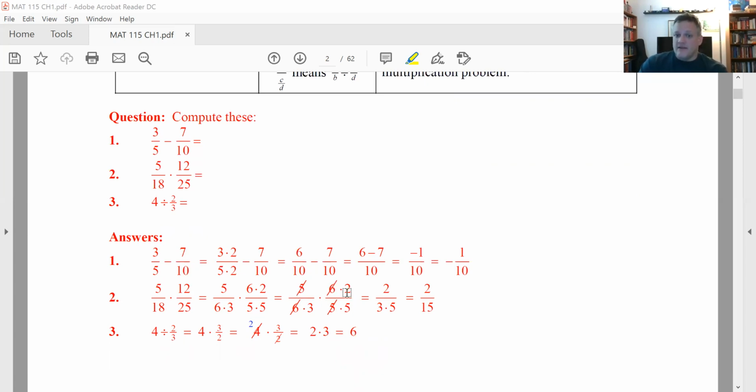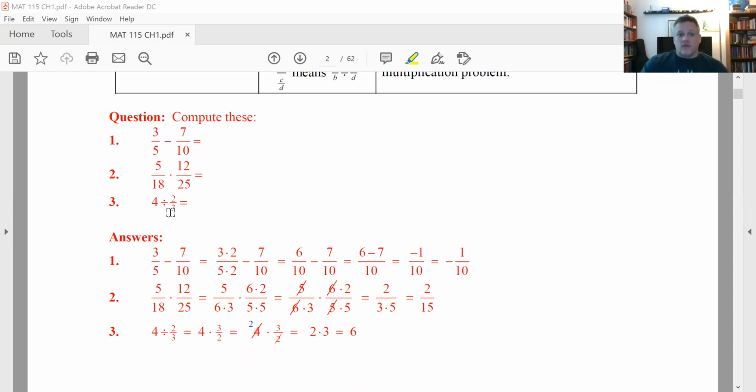Once you've done that, now multiply across top and bottom. Well, we only have a 2 in the top, so it stays the same. 3 times 5 is 15, and so it's much better. This is a simplified result and will always be if you cancel all like factors in top and bottom first. So you don't have to worry about simplifying the end result if you do that.